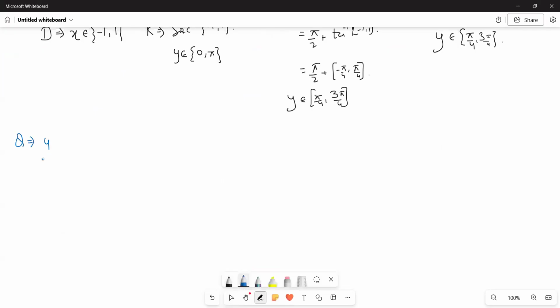Next question. Find the domain and range. Y is root of cos inverse x whole square minus sin inverse x whole square. Find the domain and range of root of cos inverse x whole square minus sin inverse x whole square.